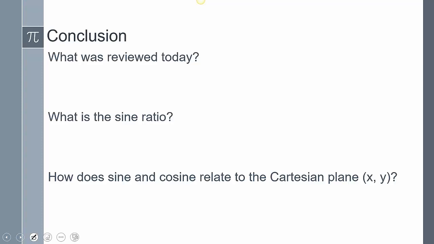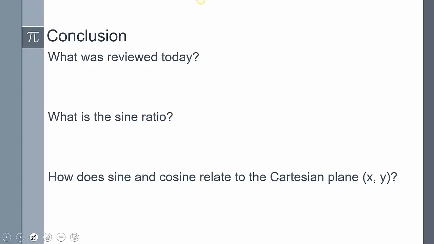So let's close today's lesson. What was reviewed today? Well, we introduced the 6 basic trig ratios. We briefly examined how they interact on the coordinate plane, and then we examined the unit circle.